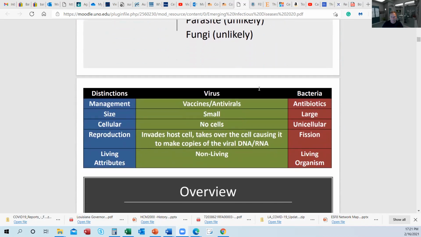So again, our two primary means of a communicable disease is either by virus or bacteria. With a virus, the best means of management is through vaccines. We have some antivirals, but we have very few. And in most cases, the intent of the antiviral is to limit the development of symptoms or managing symptoms.